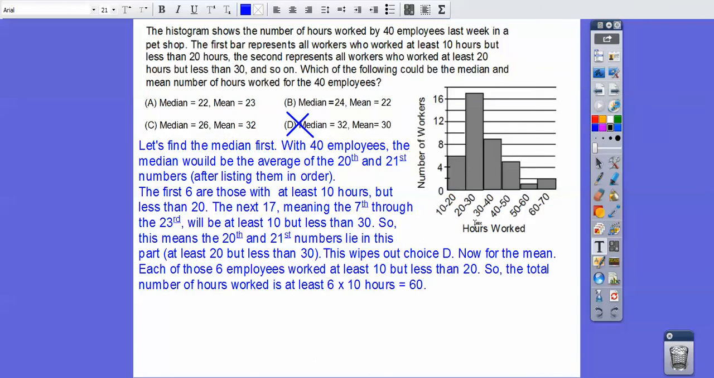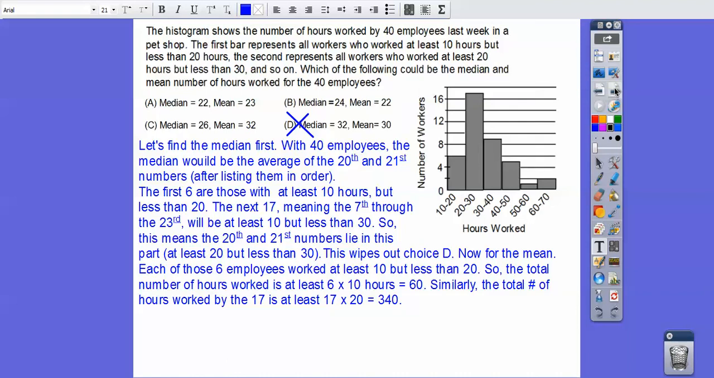So let's find the mean. Each of the 6 employees worked at least 10 but less than 20. So if we do 6 times the at least 10, they worked at least 60 hours right there. I'll fix that later. I'm out in my truck, you can hear an ambulance going by.